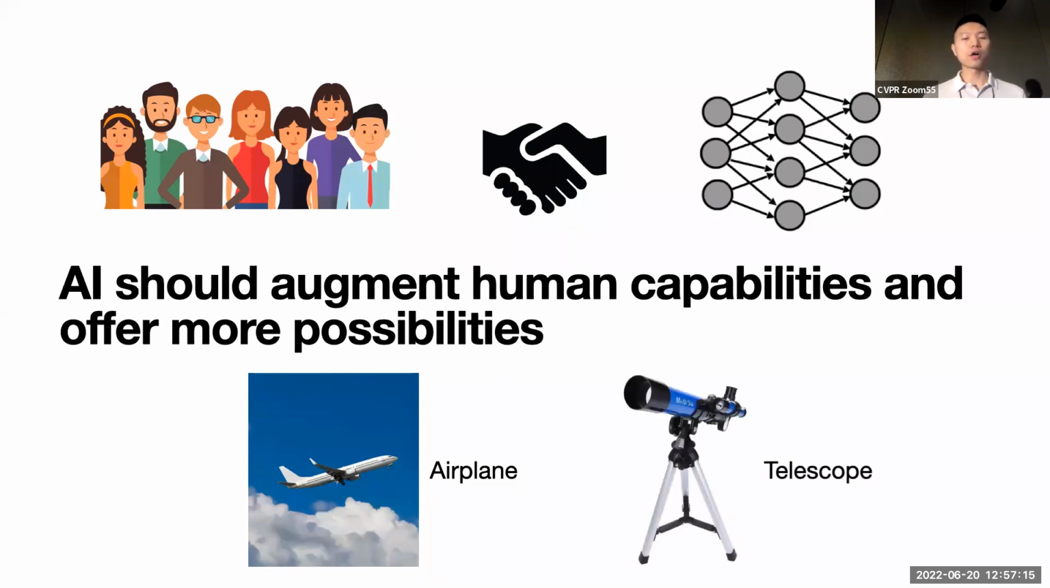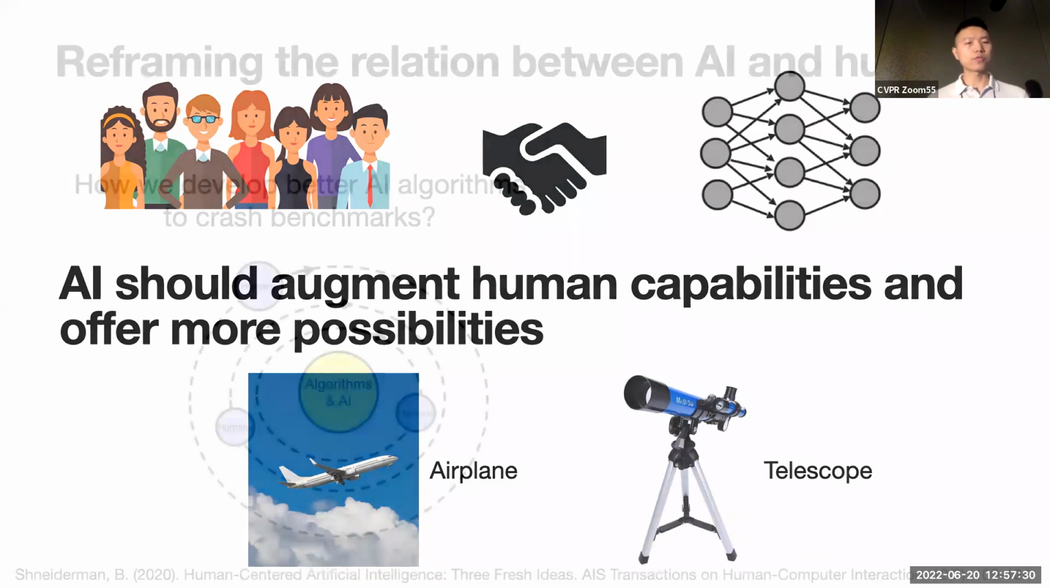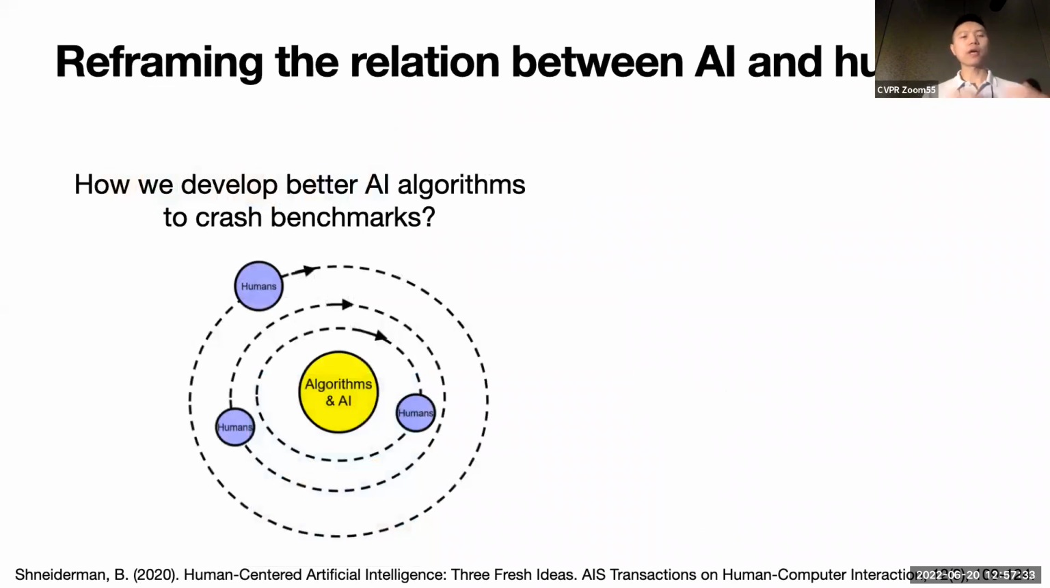Also, for this invention of telescope, we use this telescope to observe the things we could not observe before. So that's why I think it's very important to make AI models human-centric. Human-centric AI is more like reframing the relations between AI and humans.